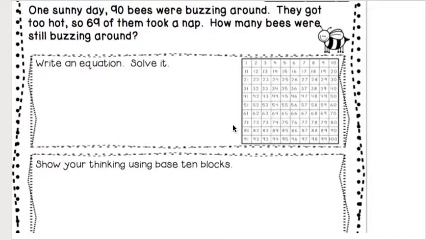One sunny day, 90 bees were buzzing around. They got too hot, so 69 of them took a nap. How many bees were still buzzing around?